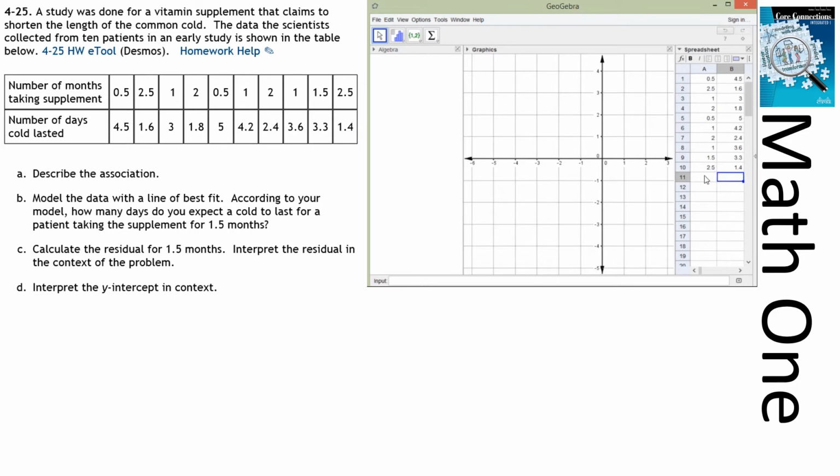It's a good idea, once you're done typing these values in, either in Geogebra or on your calculator, to double check and make sure you entered things correctly. In fact, I'm going to pause this video right now and double check myself. Okay, so I have verified all 10 values and they were entered correctly.